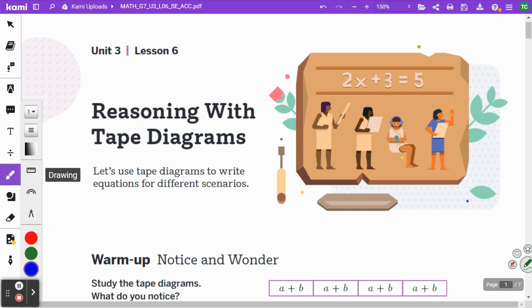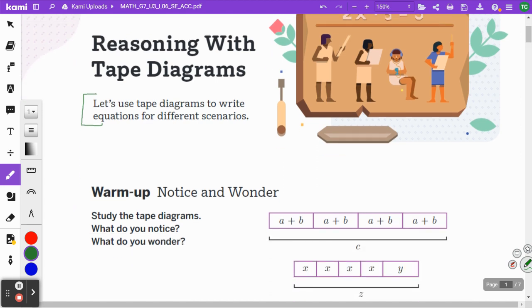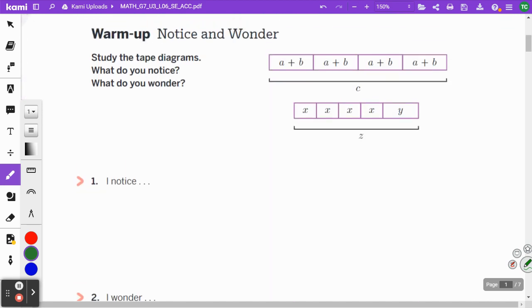Our goal today, ladies and gents, let's go ahead and use tape diagrams to write the equations for different scenarios. Now, I'm going to ask you to pause, make sure you got the warm-up taken care of. Pause, come on back when you're ready, please.